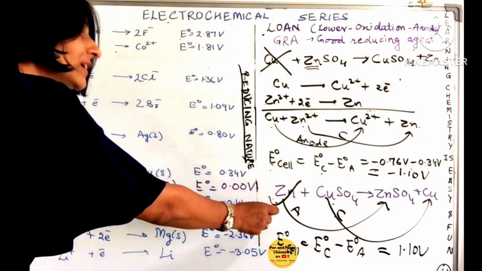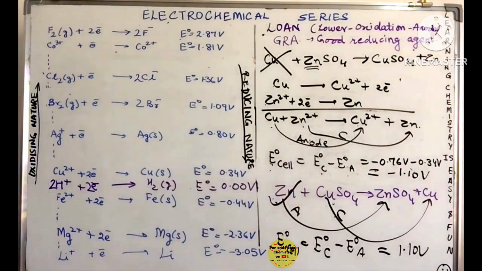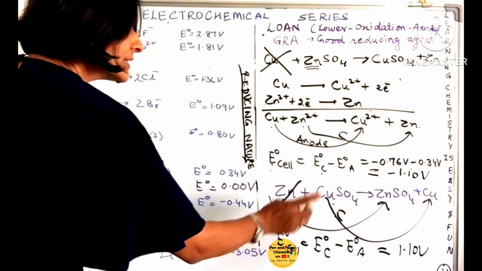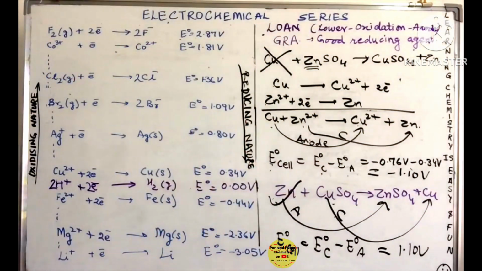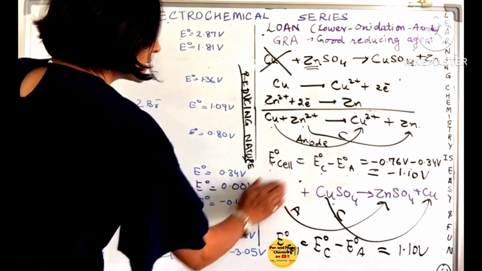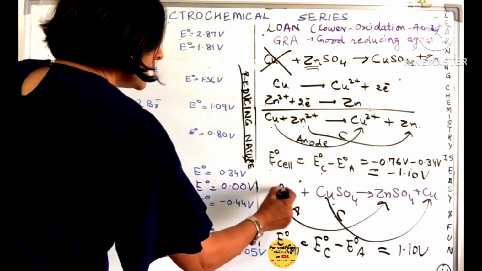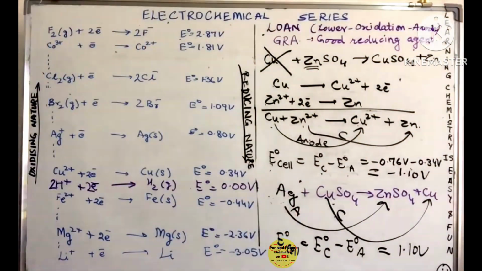Because zinc is displacing copper, it is reacting with copper sulfate, so I cannot store. In this particular question, if the reaction is taking place, that means I cannot store a solution of copper sulfate in a vessel made of zinc. Supposing I change the question: can I store a solution of copper sulfate, let's say, in a vessel made of silver? Prove it mathematically.